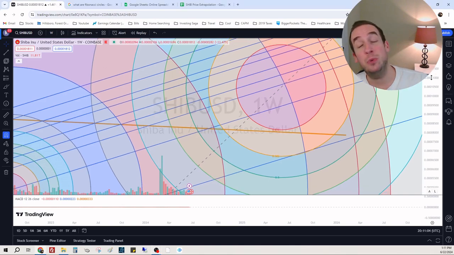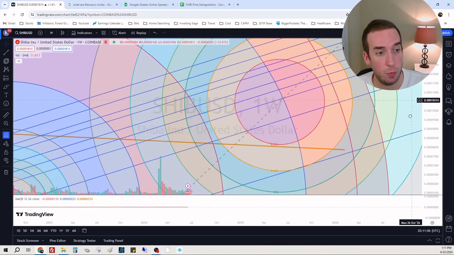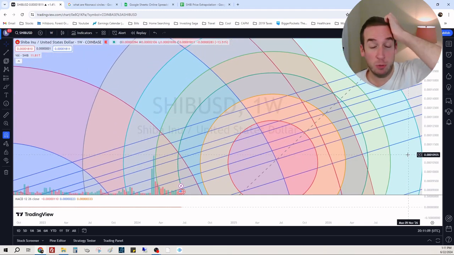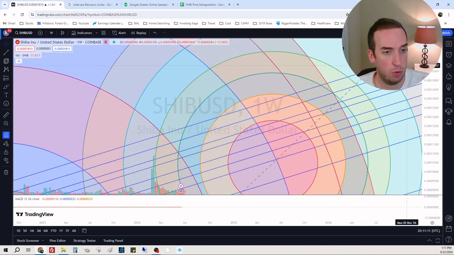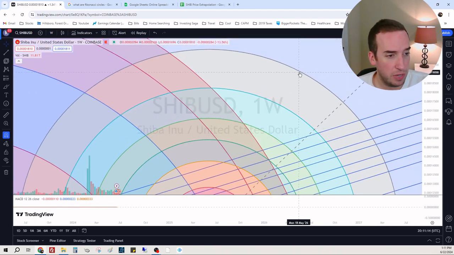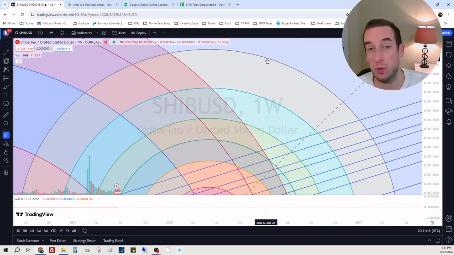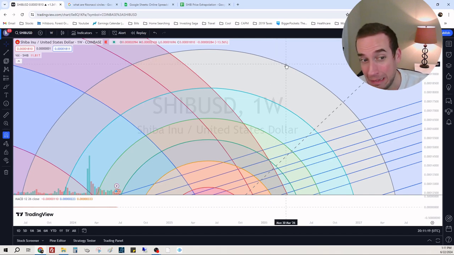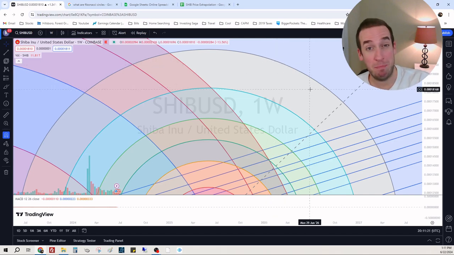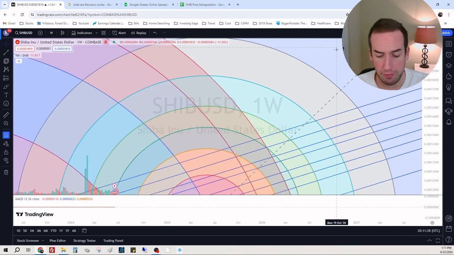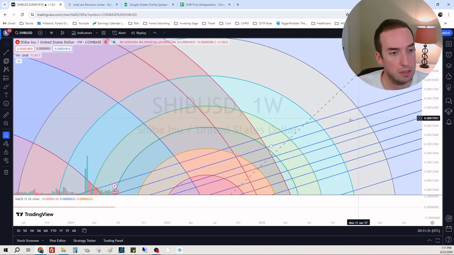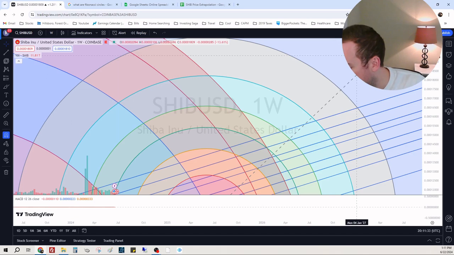I think if we do hit max euphoria where everyone is getting nosebleeds because of how viral SHIB is going, I think we could get to potentially 3019, but that's market melt up, brain exploding levels. So write that down. I think our high for this cycle is going to be 0.00015. I'll just call it that.